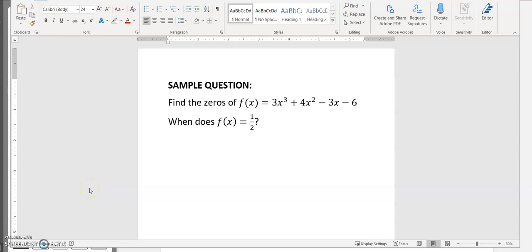Hi everyone, this short tutorial is going to talk about how to find and use your TI-84 calculator as a solver for solving complex equations. So the sample question we're going to do here is a part A and a part B.